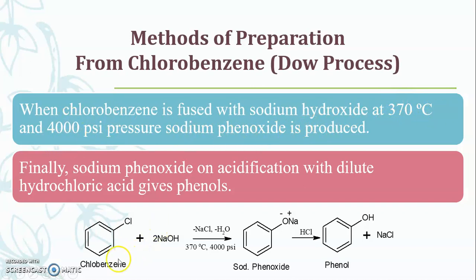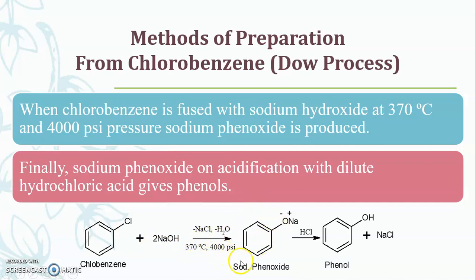phenoxide is produced. Actually, we know that chlorobenzene is also known as a haloarene. Halo stands for halogen and arene for the benzene ring. These haloarenes are easily obtained from benzene. In the electrophilic substitution reaction of benzene, we have seen that when we carry out chlorination of benzene, we will get chlorobenzene. So this chlorobenzene is obtained by chlorination of benzene. This chlorobenzene is fused with sodium hydroxide at 370 degrees Celsius temperature and 4000 psi pressure.